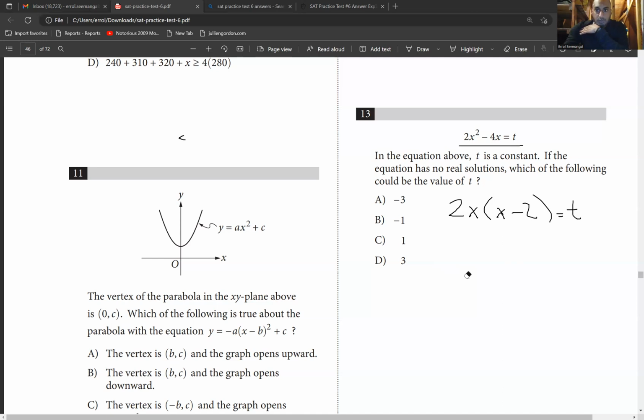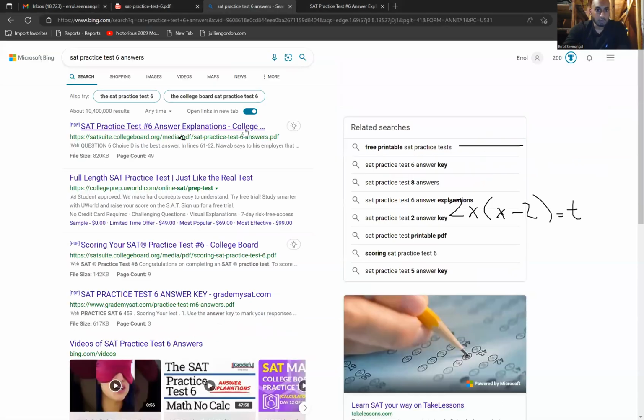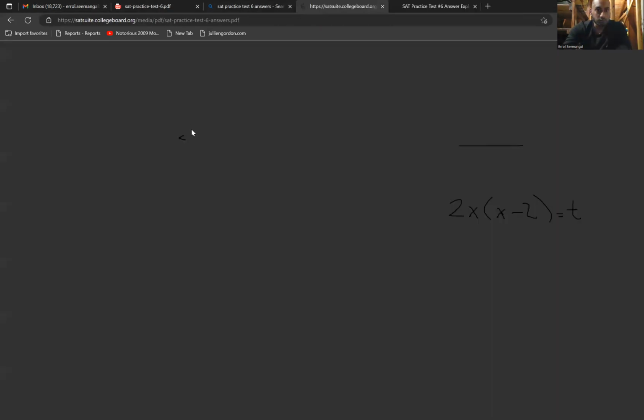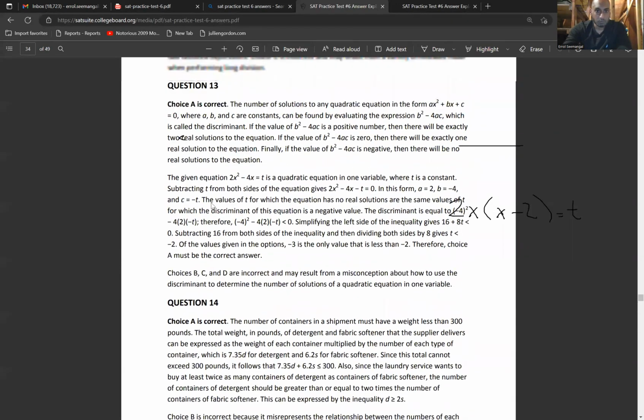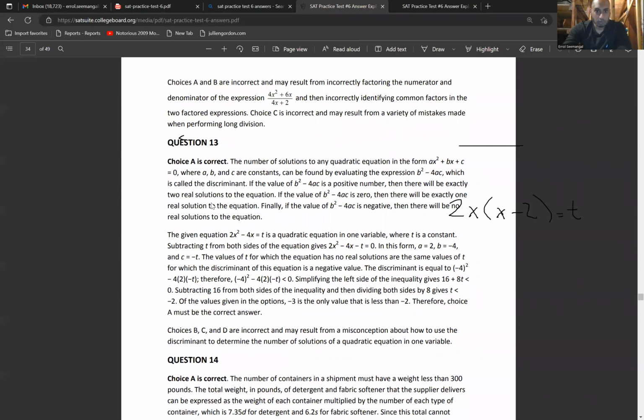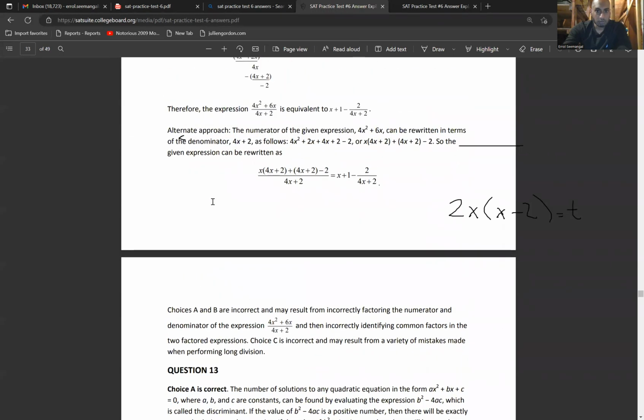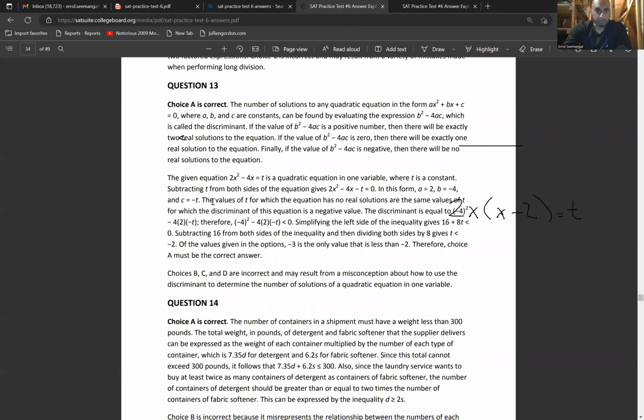13. The equation has no real solutions. Which of the following could be a value of t? All right, let's check that one. That's 13. Is this the right 13? Yes, this is the right 13. It says A. Okay, so can be found by evaluating expression. Oh, okay. Oh, they look at the discriminant. Okay, my bad. Oh yeah, right.